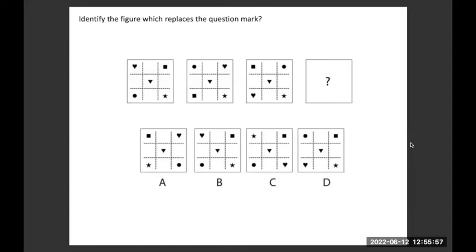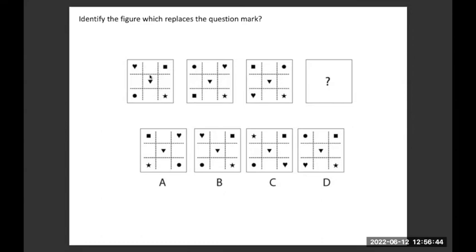Yes, Johnny, your answer is correct. Ananya, your answer is wrong. Riya, Vanshika, your answers are correct. Paul, Ananya, Patel, your answers are correct. Paul, your answer is correct.